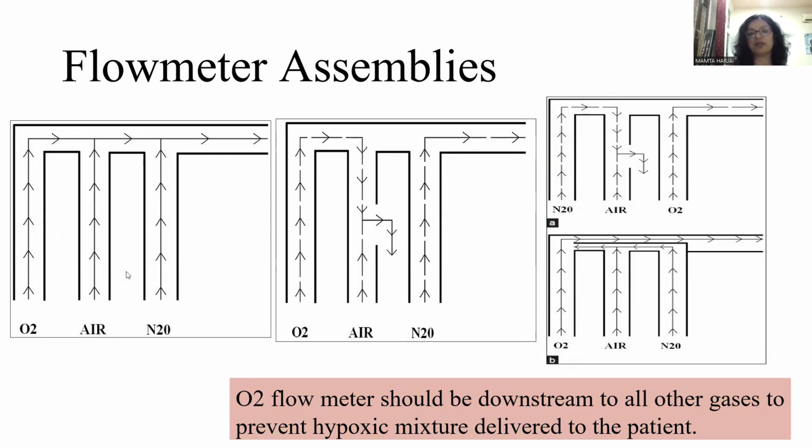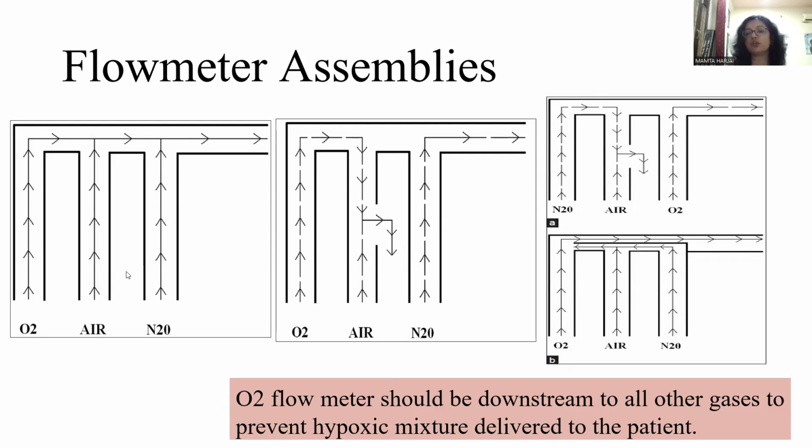This is the way the flow meter assembly is arranged. In the first two pictures, you can see that the oxygen flow meter is upstream. Now, if there's a break or leak in the middle of the tube, then part of the oxygen will leak through this middle tube, and the patient will be getting a hypoxic mixture containing more nitrous rather than oxygen. In this picture, you can see that oxygen is downstream. So this problem can be taken care of, because the leak is of nitrous and air, while the oxygen is going well. But even if you keep the oxygen flow meter at the downstream level, there is some possibility of a hypoxic mixture.